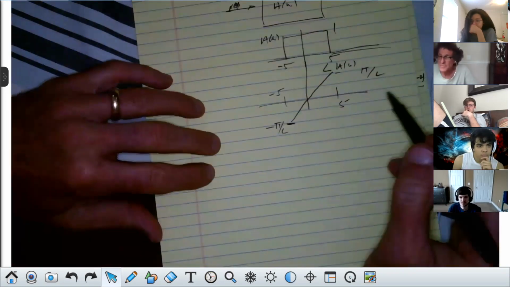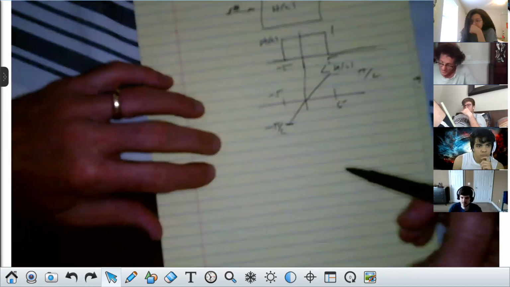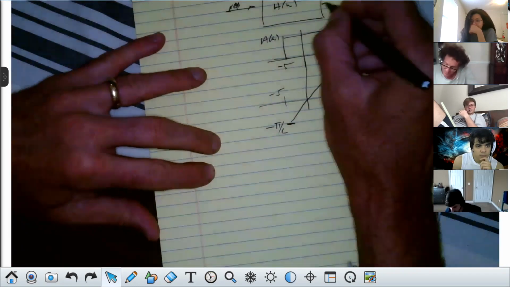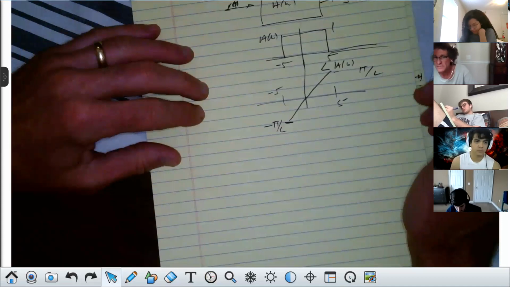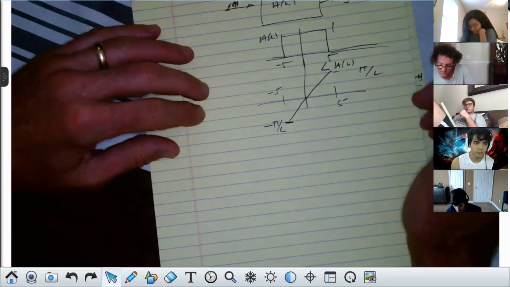All right. Anyway, so how do I get the output y of t? I want to get y of t. How do you do that? This is a typical problem in a final. Where do you start?